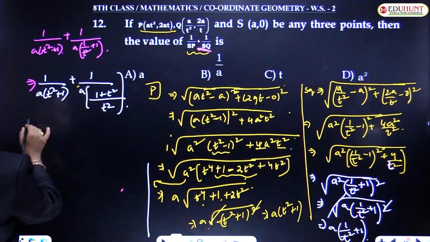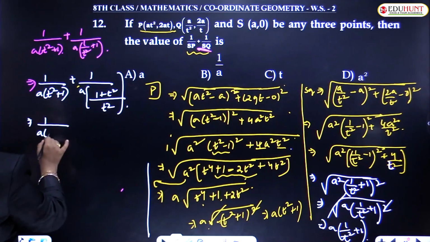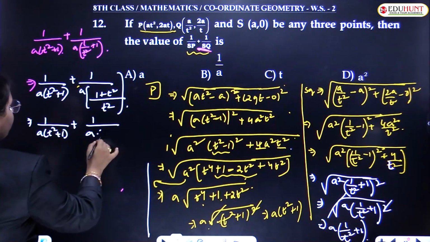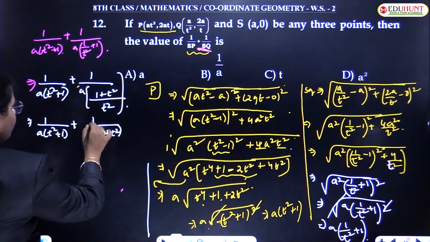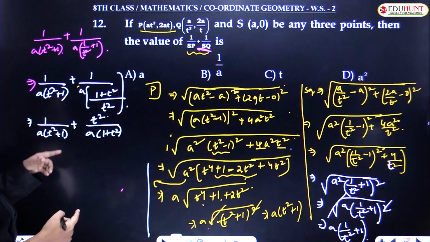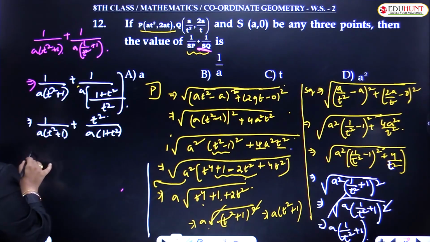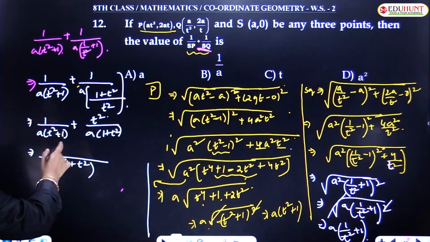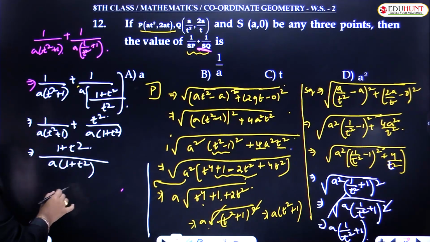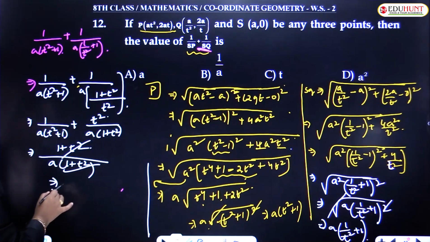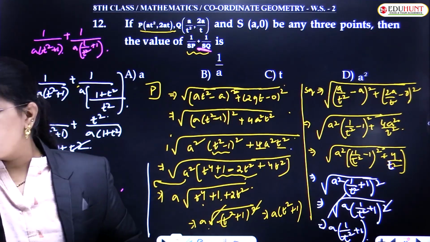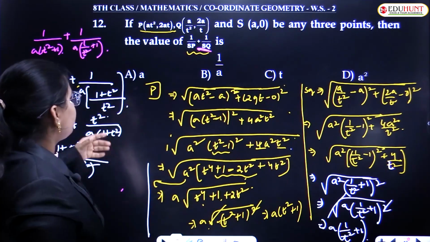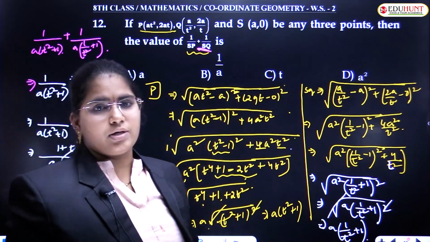Reciprocal the function, what will it become? 1 by a into t square plus 1, plus 1 by a into 1 plus t square by t square. If it is transferring to the numerator, it will become like this, right? So 1 by a into 1 plus t square is the LCM. In the numerator you will have again 1 plus t square. Cancel these both. You will be left over with a. So what are the options from the question? I hope everybody is clear with it.